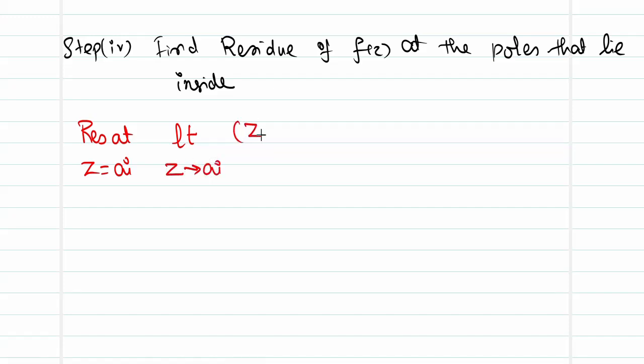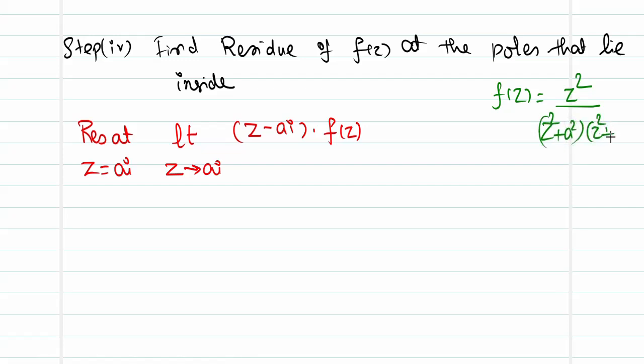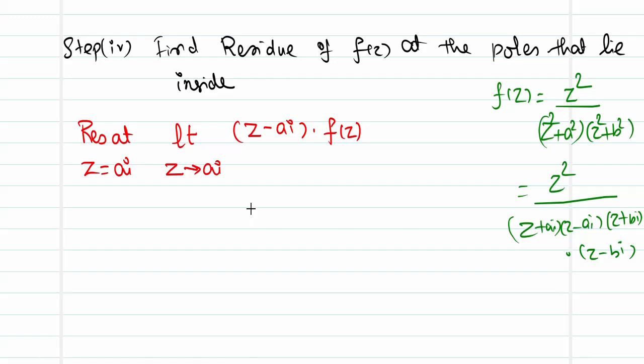The formula is z minus ai into the function f of z. Now we will try to rewrite our function f of z. What is our function f of z? f of z is z square divided by (z square plus a square)(z square plus b square). Now this can be rewritten as (z plus ai)(z minus ai)(z plus bi)(z minus bi), in terms of its poles. So now let me copy paste the function over here.